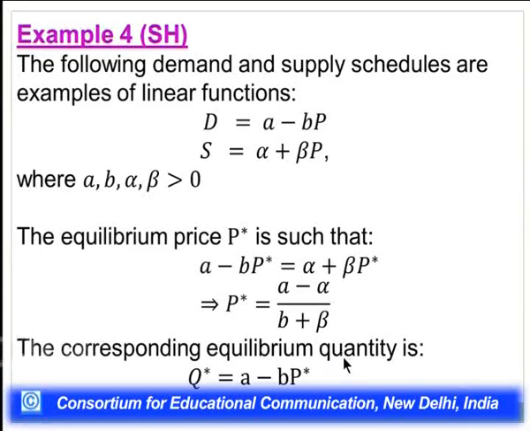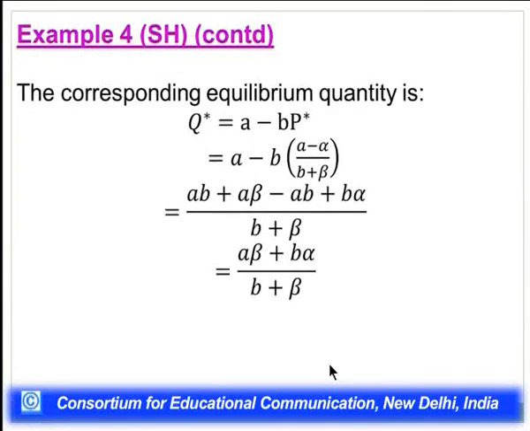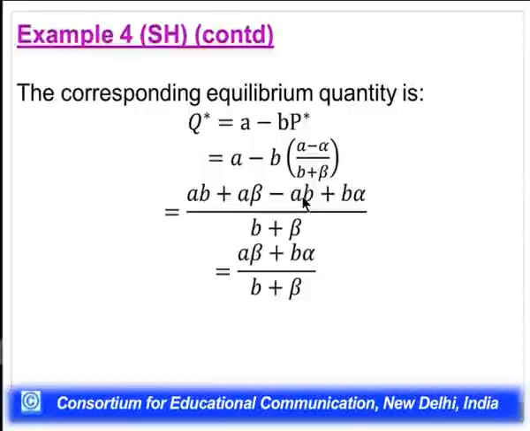And the corresponding equilibrium quantity is going to be A minus B times P star. Once I substitute the value of P star into my Q star, I get this expression, and that simplifies to A times beta plus B times alpha upon B plus beta. You can look at the algebra here because now we're running out of time. So I'll just quickly move to this little discussion, which is kind of crucial, and after this I'll finish the topic.